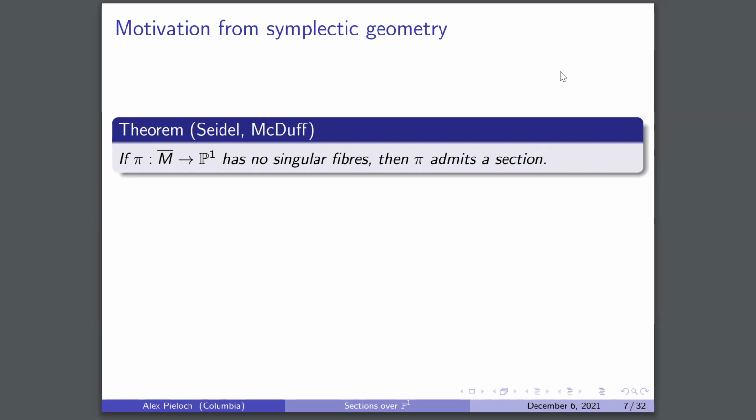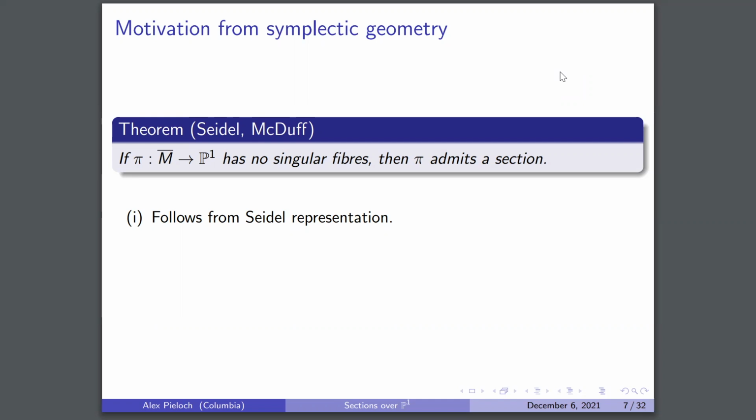If you have a map from M bar to P1 that has no singular fibers, so it's completely smooth, then actually you can conclude that pi admits a section. The proof of this follows from the Seidel representation, or really some of the geometric constructions that go into constructing the Seidel representation and some of its algebraic properties. Seidel constructs the Seidel representation under some sort of condition between C1 and the symplectic form, and McDuff uses some virtual techniques to construct the Seidel representation and its properties in more generality.